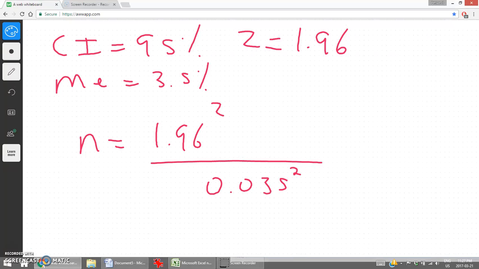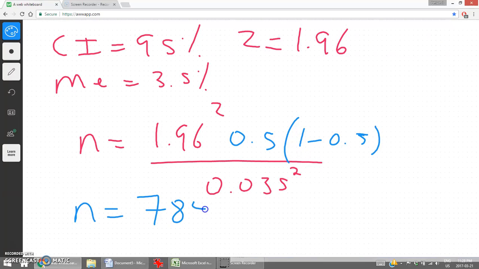There's no previous study mentioned, there's no pilot study. We're not going to guess. So if those values aren't given to you, we use a value of 0.5 for p, and then 1 minus 0.5 for p as well. Keeping in mind, as I said, that using that value 0.5 maximizes our sample size. And it's always better to survey too many than, after you've collected your data and calculated it, realize that you needed 100 or 200 more people in your survey. It's always better to have a little bit more. So if we carry out this calculation, we get a sample size of 784.